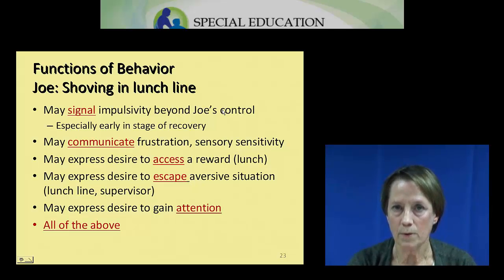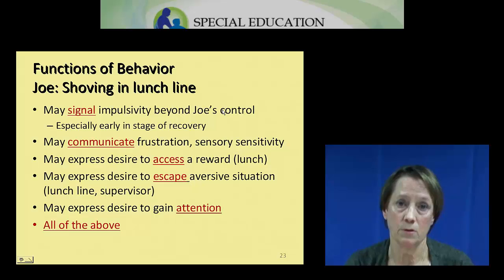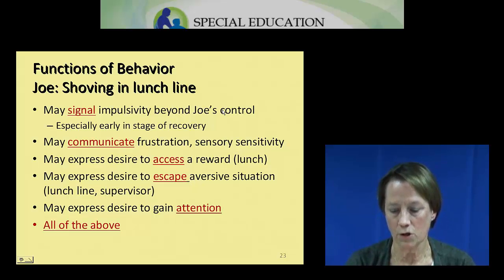So Joe might also be communicating to us through his behavior that he's frustrated. He might communicate some sensory sensitivity. He might show his desire to access a reward, which in this case is his lunch. He might also want to escape a situation like the lunch line or a supervisor. He might also want to gain attention or some help from a supervisor or another student. It can also be any combination of the above or all of the above functions that a behavior serves.